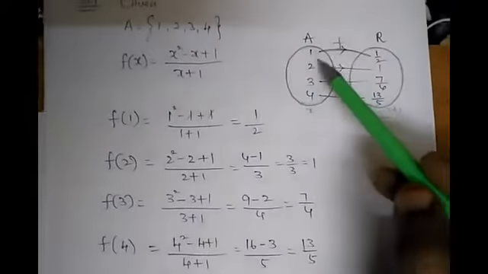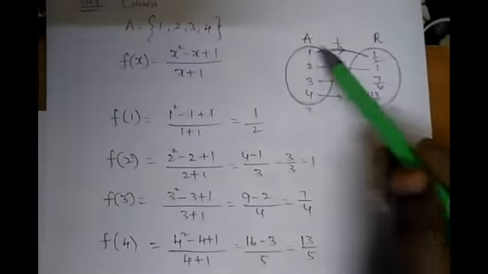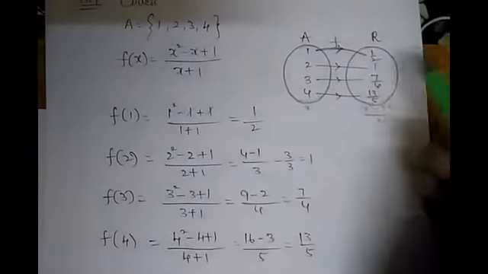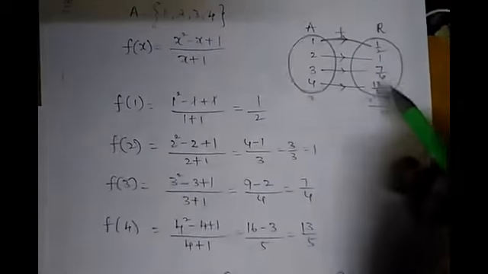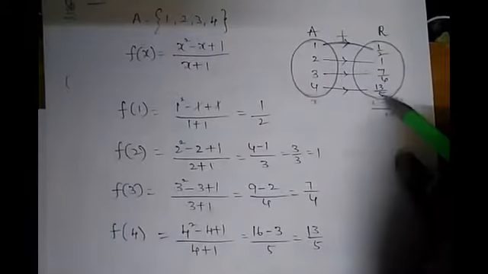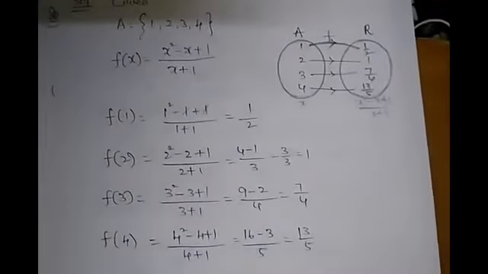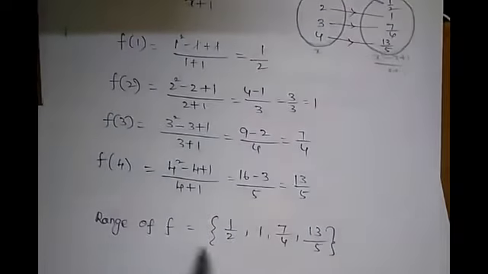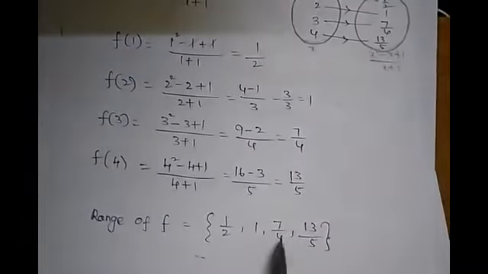The set of all elements in the domain are mapped to 1 by 2, 1, 7 by 4 and 13 by 5. So these elements are called the range of f. Therefore, range of f equal to the set {1 by 2, 1, 7 by 4, 13 by 5}.